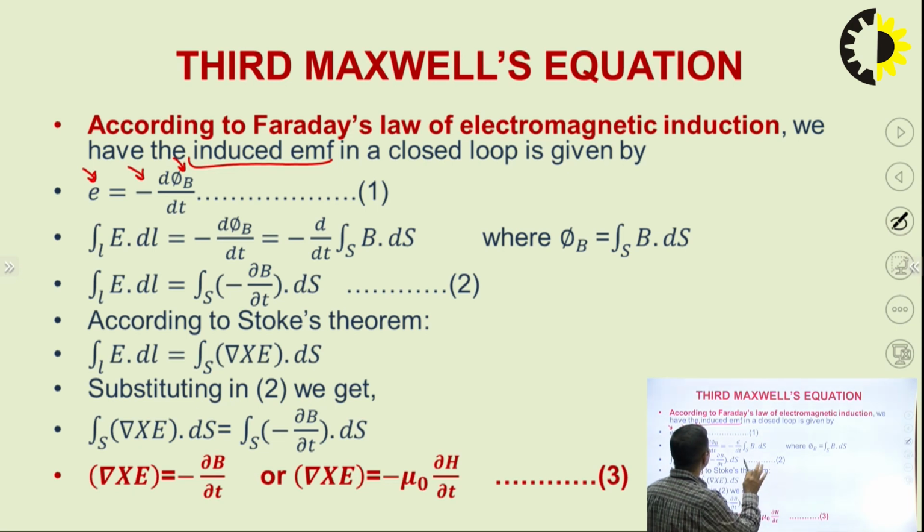According to Faraday's law of electromagnetic induction, we can write this as a mathematical equation. EMF is equal to minus the rate of change of magnetic flux. So E equals minus d phi B by dt.